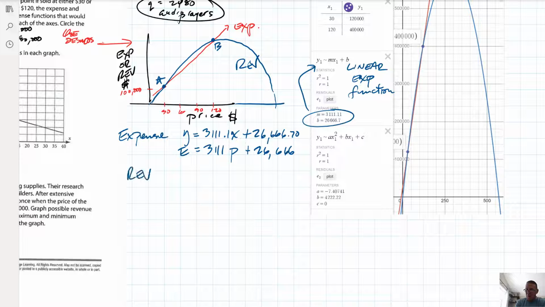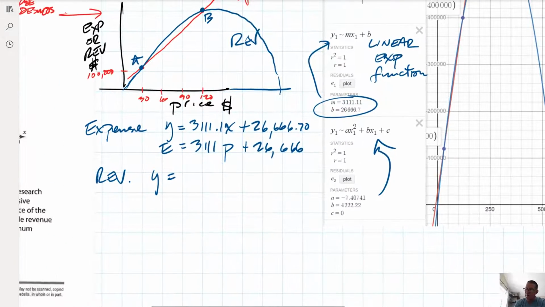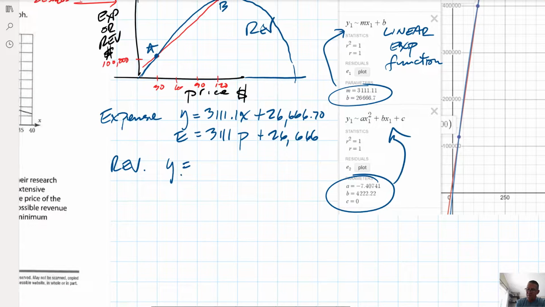Now in terms of the revenue function, we have a quadratic, and we've got to take all of these values and substitute them up here. So a right there is negative 7,407 roughly. Let me see. No, 7.4. We'll just estimate a little bit. So negative 7.4 times x squared. And then b is big. All right, so 4,222 times x, and c is 0, so plus 0.